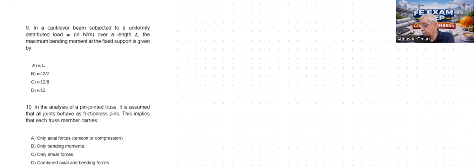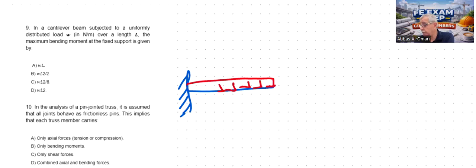This is the beam. Yeah, cantilever, fixed end. And there's a constant load of W Newton per meter. And the length is L. So the question is, what is the maximum bending moment at the fixed support here at A, for example?